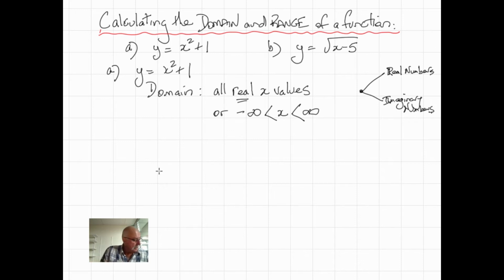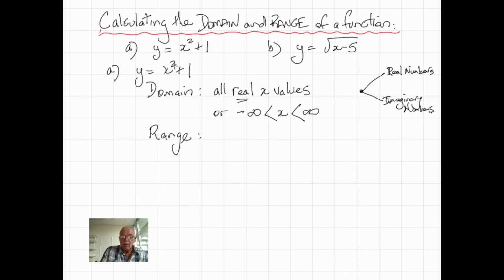There's no real restriction. And if we look at the y values, which are the range, and have a look at what's going on here, we're getting an x value and squaring it. So we're going to get a positive number when we square it. Even if x is negative, x squared is going to be positive. Now, the smallest value that this can take will be 0 when x is equal to 0. And then we've got to add 1.